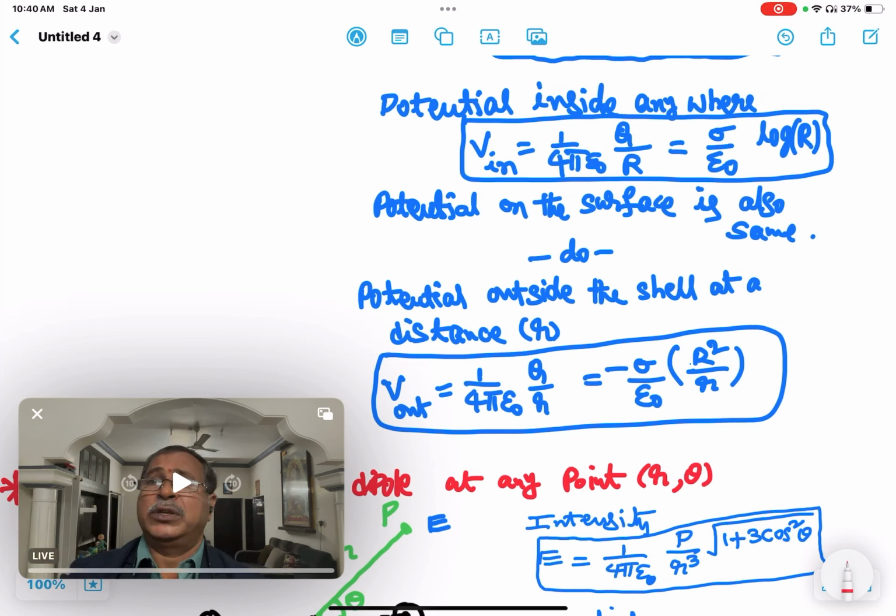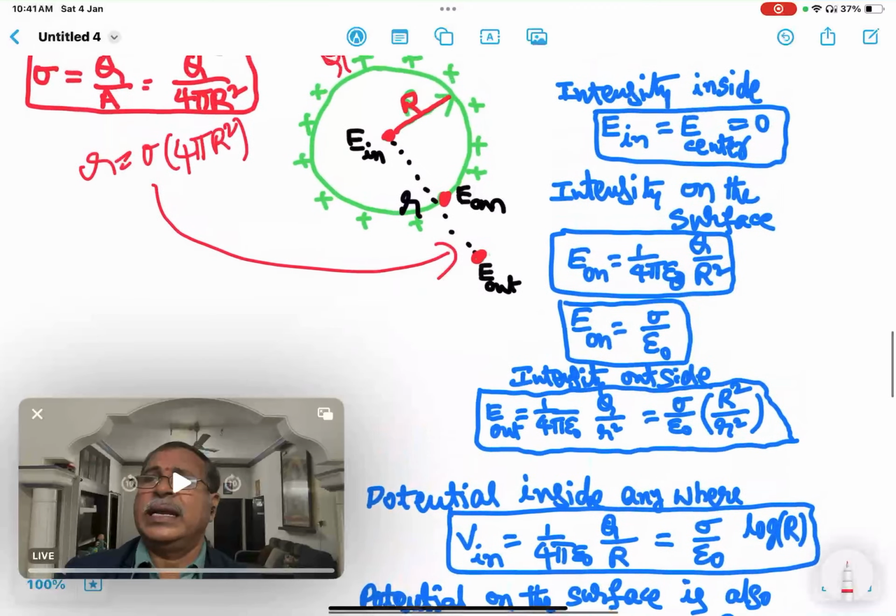Potential inside anywhere is q by capital R. If you substitute the q value there, 4 pi capital R square, you will get sigma R by epsilon naught. Then integration: how can you get log R here? I'm scrolling up again. Intensity inside is 0, but here inside we get log R. 1 by R integrated is log R, and of course it is minus. So minus integration of E into dr. According to that formula, we get minus sigma by epsilon naught into log R. The integration of 1 by r is log R. That's why I'm giving it.